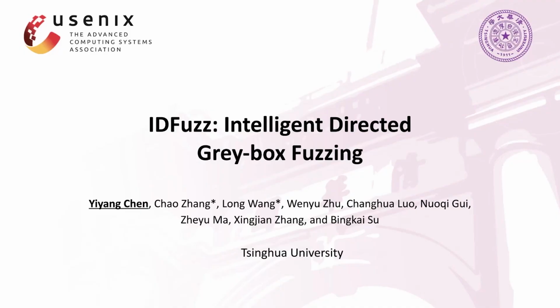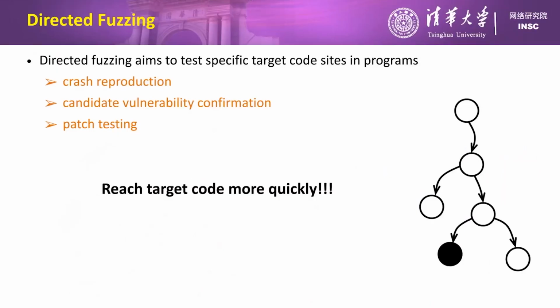Today I'm going to present our work, IDFuzz: Intelligent Directed Gray-Box Fuzzing. This paper is about directed fuzzing, an important branch of fuzzing. Directed fuzzing aims to test specific target code sites in programs. Typical application scenarios of directed fuzzing include crash reproduction, candidate vulnerability confirmation, and patch testing. One big goal of directed fuzzing is to reach the target code as quickly as possible.